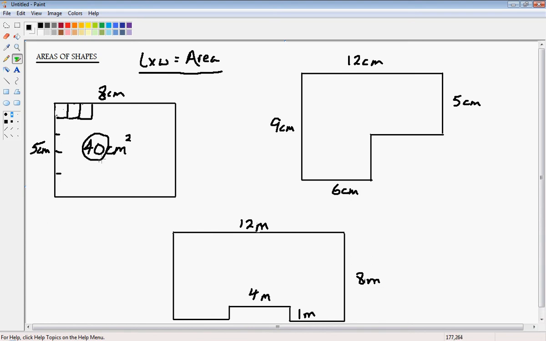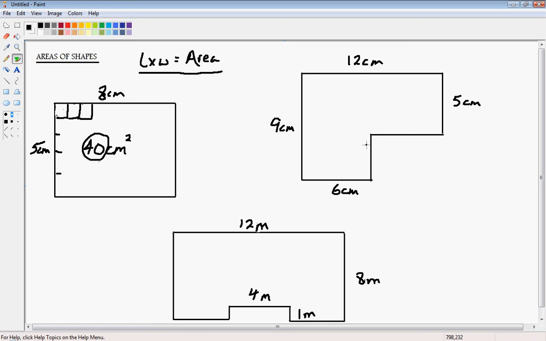Okay, now if you're not quite sure what I've said, or I've not explained it very well, then it's quite simple. We just multiply length times width. Okay. So with ordinary rectangles, this is nice and simple.